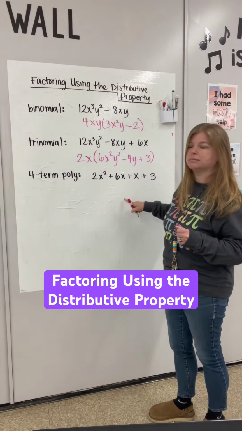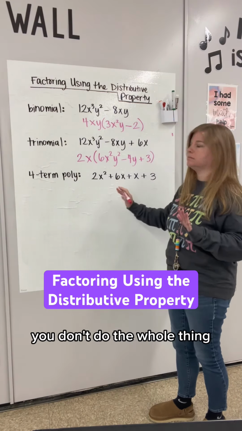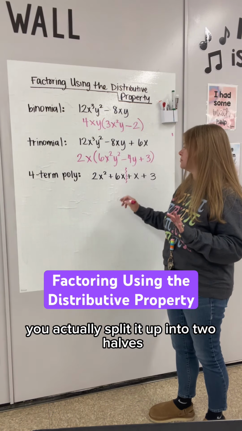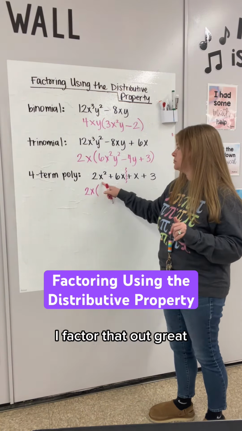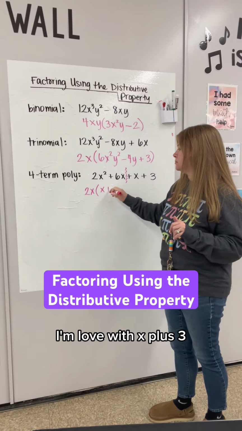Now, when you have a 4-term polynomial, you don't do the whole thing. You actually split it up into 2 halves. So you find the GCF of the first 2 terms. The GCF here would be 2x. I factor that out. Great, I'm left with x plus 3.